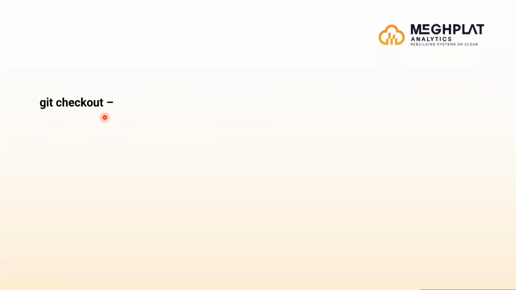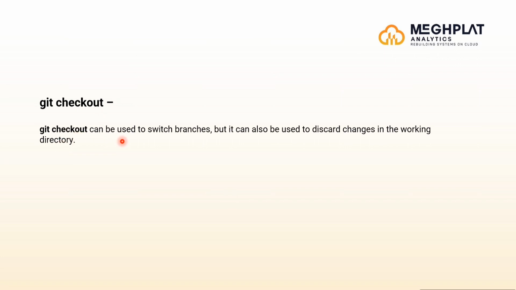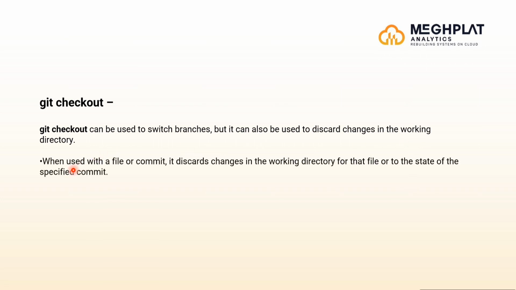The next one is Git Checkout. Git Checkout can be used to switch branches, but it can also be used to discard changes in the working directory. When used with a file or commit, it discards changes in the working directory for that file or to the state of the specified commit.